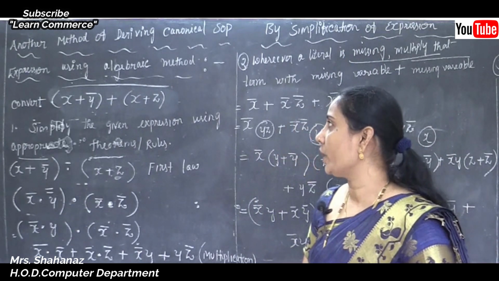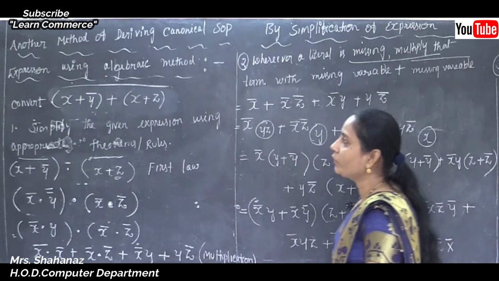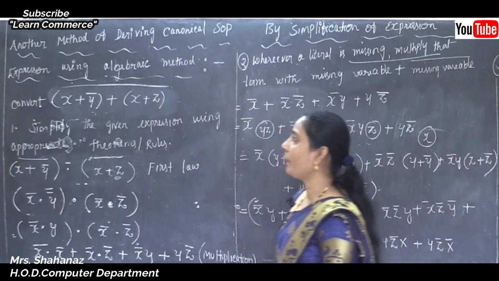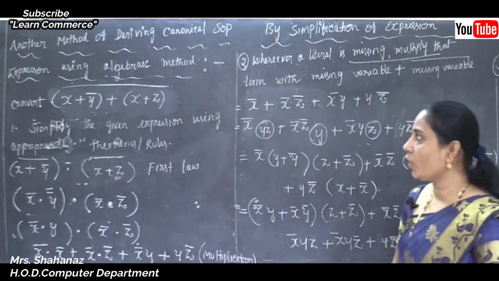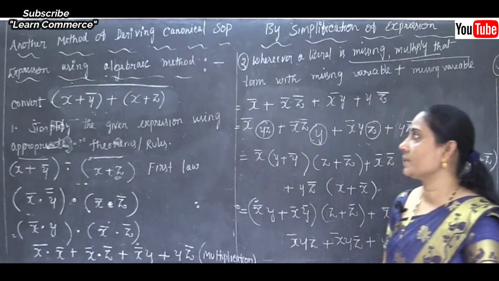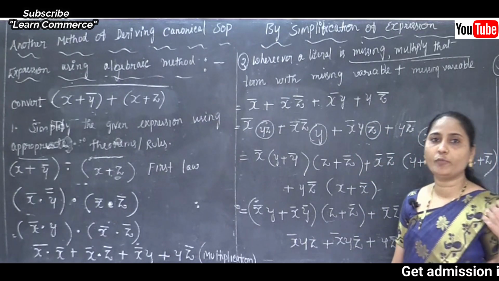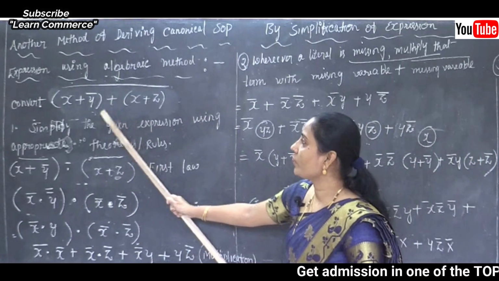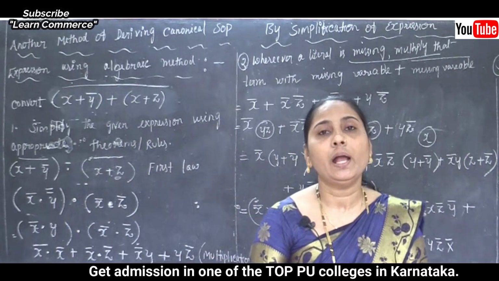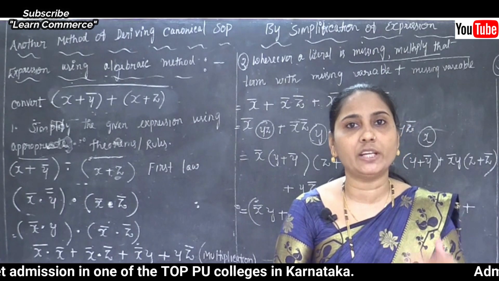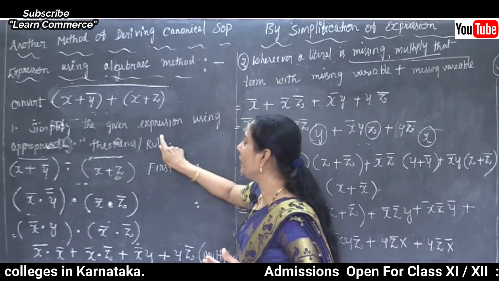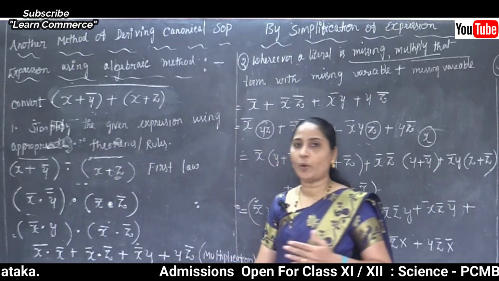Now the question is: opening of the parenthesis x plus complement y, closing of the parenthesis, plus opening of the parenthesis x plus z, closing of the parenthesis, complement of the entire function. Clear on this point? First of all, we need to use the complementation. So first thing, simplify the given expression using the appropriate theorems.